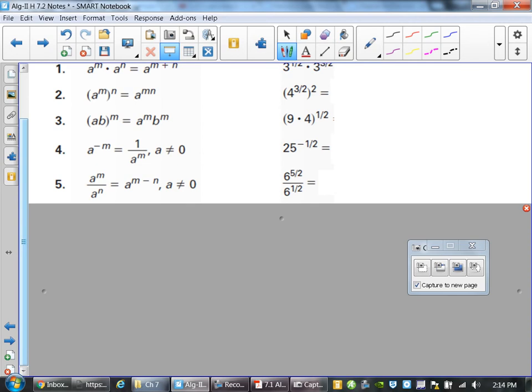Same idea. You're just still playing the same rules. You're still playing war. If the 5/2 was in the denominator, it would just move itself down to the denominator. Same thing works. Wait, so where did 6 come from? I skipped the step. This was 6 to the 4/2, which is 6 squared. 5/2 minus 1/2 is 4/2.